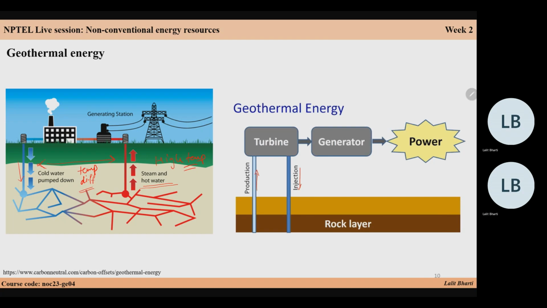So the second schematic is the same thing. First there is a turbine, the production of steam, and then the injection back of steam in the ground. And in between we have a turbine and a generator which produce power.